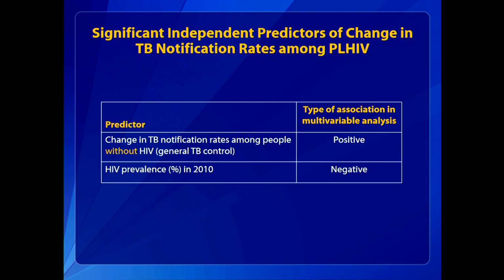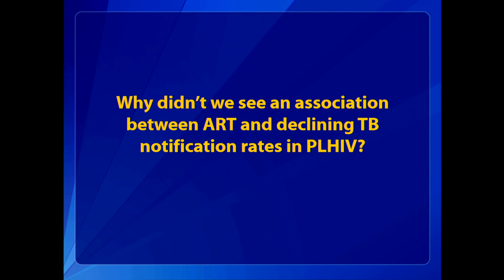And HIV prevalence was a significant negative predictor, meaning that increasing HIV prevalence in a country predicted declining TB notification rates among people living with HIV. Of note, there was no interaction between HIV prevalence and ART coverage as predictors, and there was no collinearity among any of the evaluated predictors. Why didn't we see an association between ART and declining TB notification rates among people with HIV?